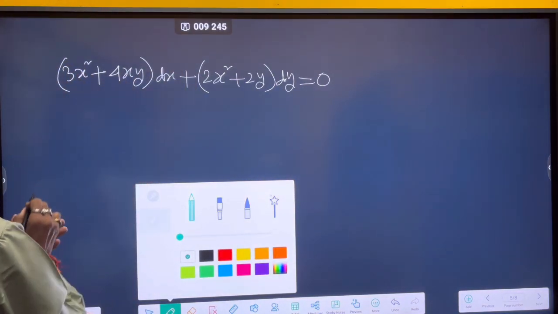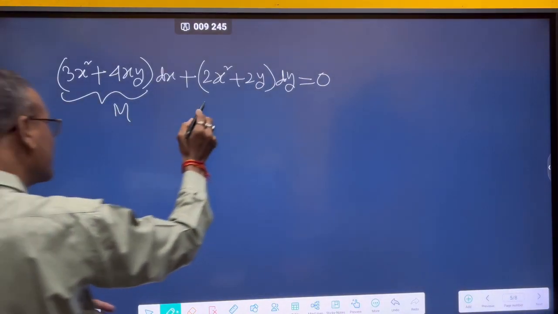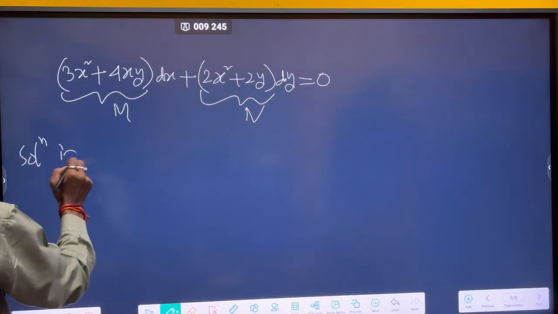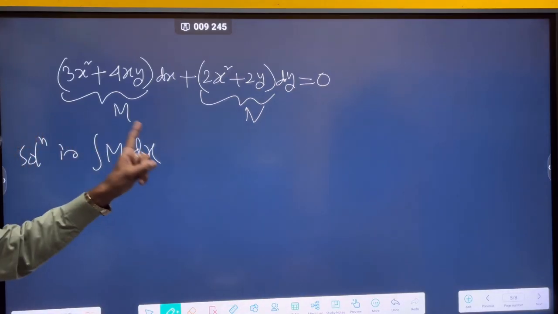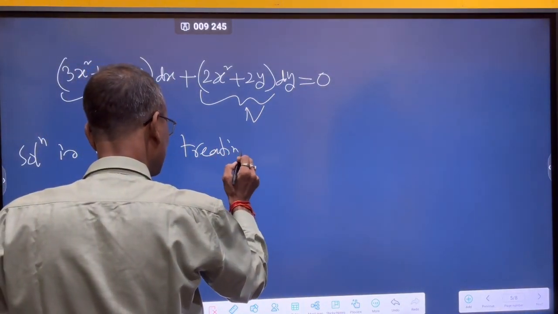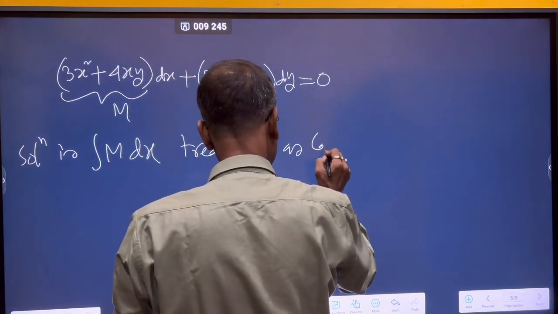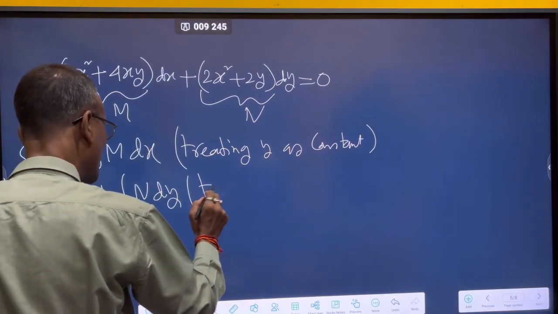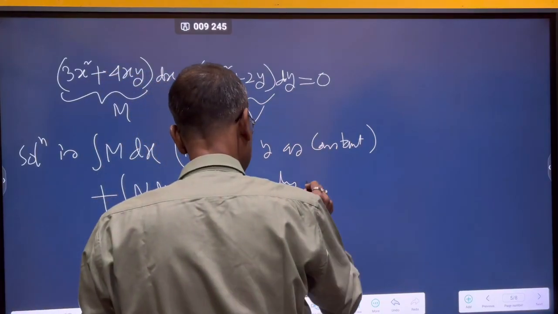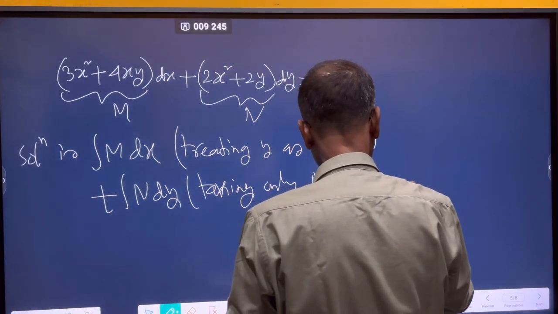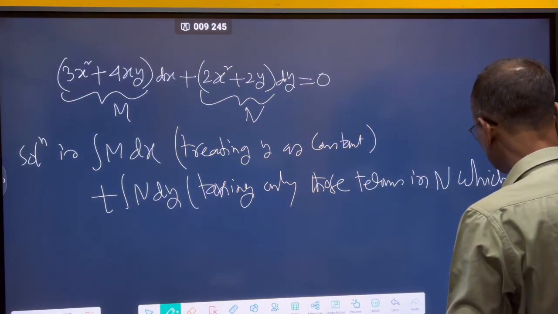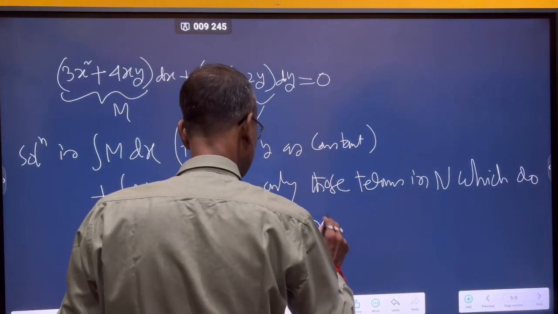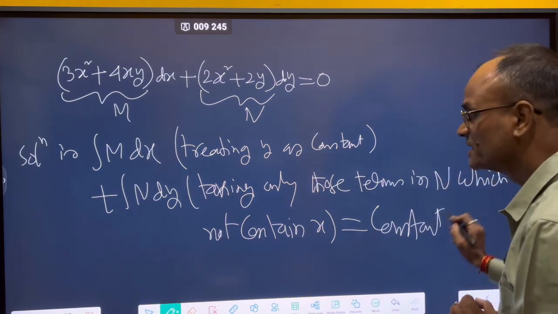Now, solve this equation. Here it is M, this is N. The solution is the integral of M dx treating y as constant, plus the integral of those terms in N which do not contain x, dy, equal to constant.